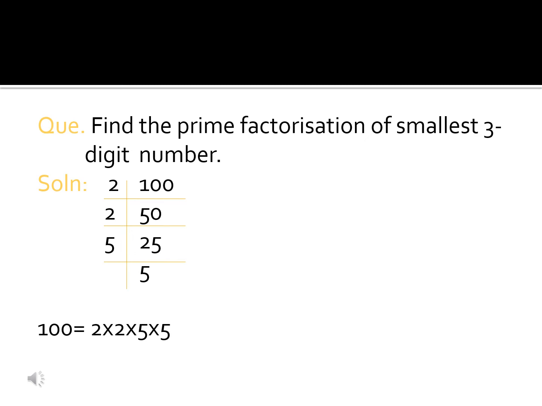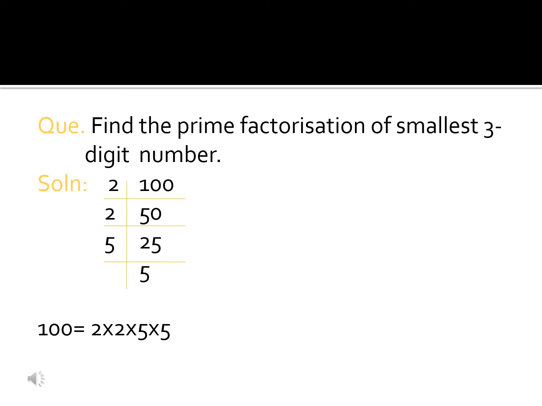Find the prime factorization of the smallest 3-digit number. So the smallest 3-digit number is 100. So we have to prime factorize it. Starting from the smallest prime number 2, 2 divides 100. So 2 multiplied by 50 is 100. So 50 is the quotient.